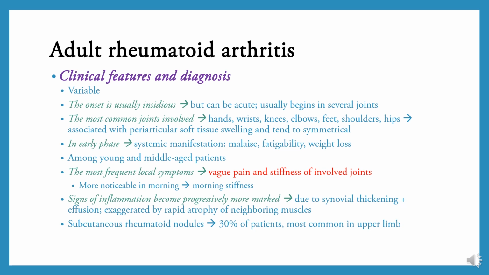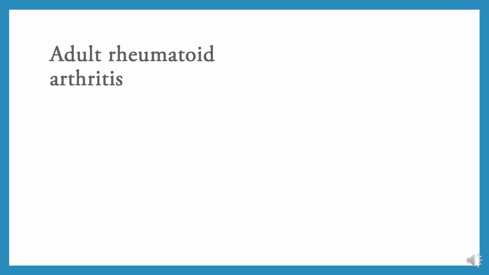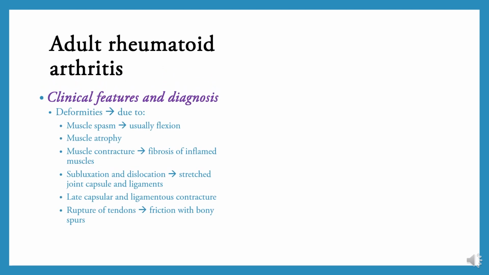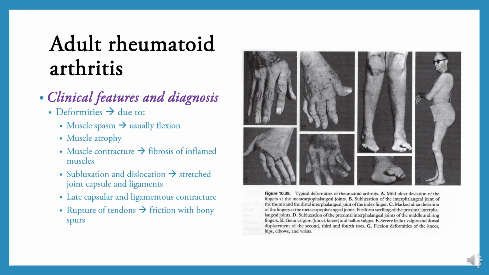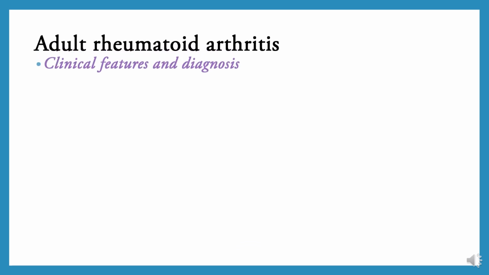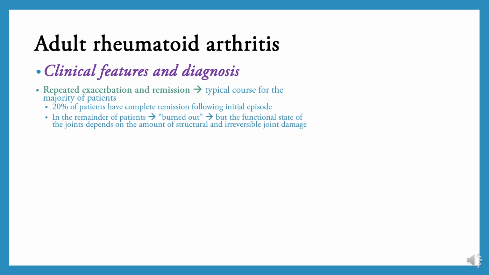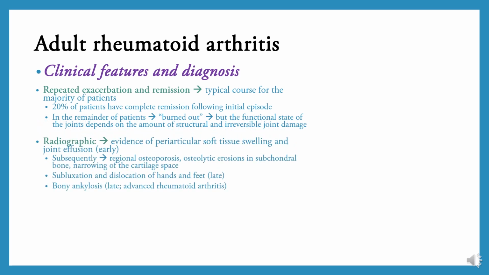Signs of inflammation become progressively marked. Subcutaneous rheumatoid nodules occur in 30% of patients, most common in the upper limb. Clinical features and diagnosis: deformities could occur due to muscle spasm, muscle atrophy, muscle contracture, subluxation and dislocation, late capsular and ligamentous contracture, and also rupture of tendons. There is also repeated exacerbation and remission.